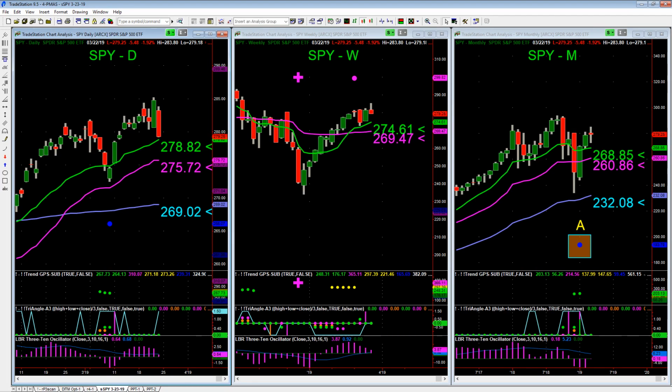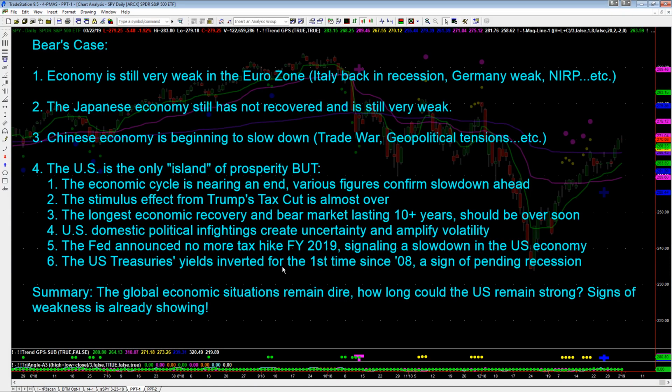So right away, let's go over the bear's case. Obviously, bears are the people who think the market is going to go down. The bear case is that, number one, the economy is still very weak in the Eurozone, in Europe, like the EU. For example, Italy just went back into recession a few weeks ago. And the economic figures out of Germany are rather weak. If you look at industrial numbers or other economic figures, the growth is very, very little, almost borderline recessionary.